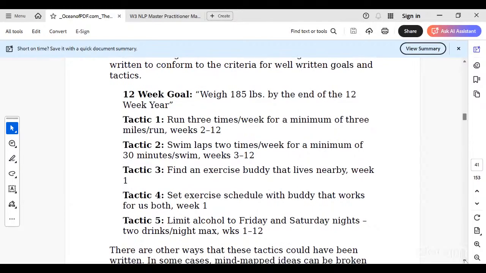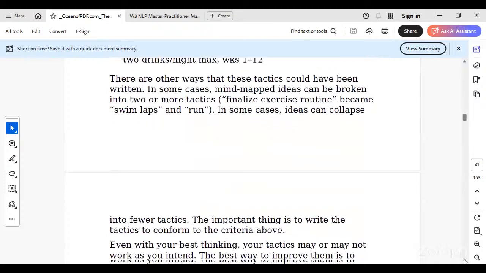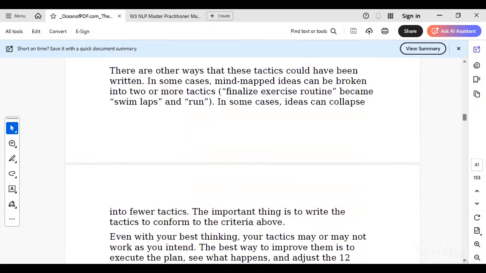There are other ways that these tactics could have been written. In some cases, mind mapped ideas can be broken into two or more tactics. Finalize exercise routine became swim laps and run. In some cases, ideas can collapse into fewer tactics. The important thing is to write the tactics to conform to the criteria above.